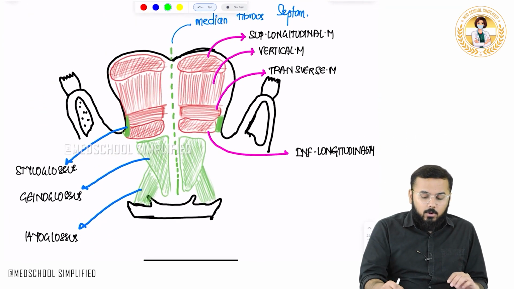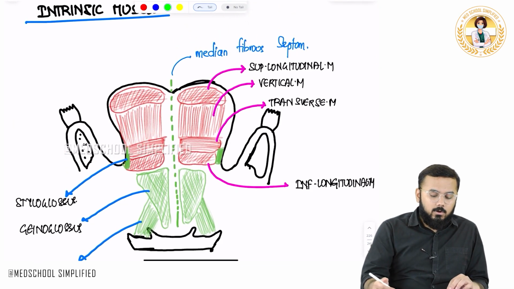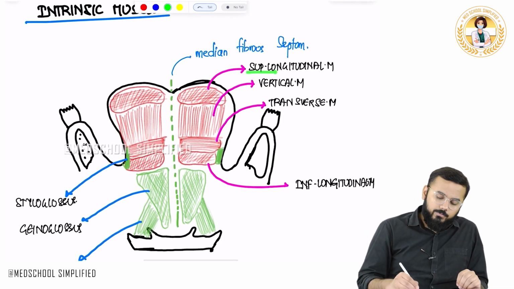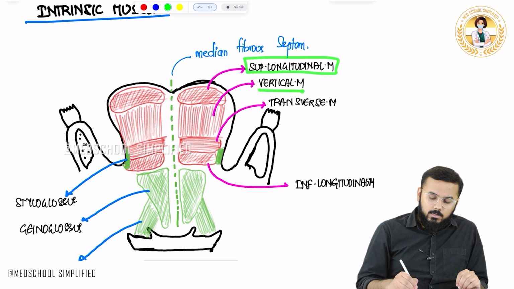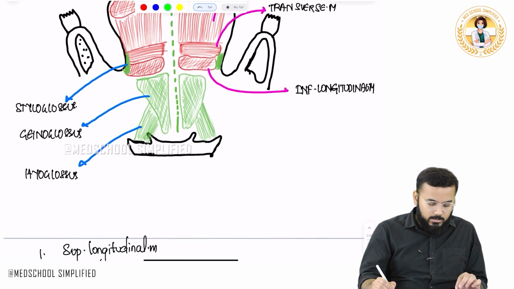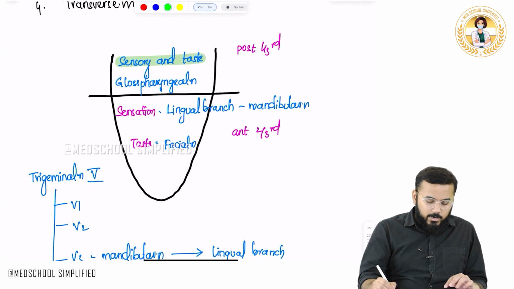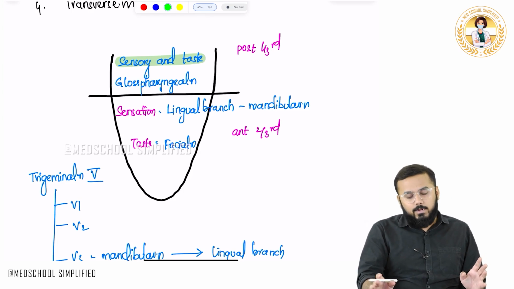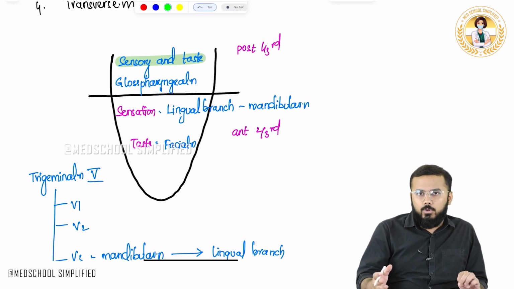Here we can also look at some other muscles. These are called the intrinsic muscles. How many? 4. Superior longitudinal is one muscle, vertical is another, transverse is another, and inferior longitudinal is another muscle. So completely 4 muscles. Next important thing, this is the nerve supply over here, right? So these are all the important things which you need to know regarding the tongue.